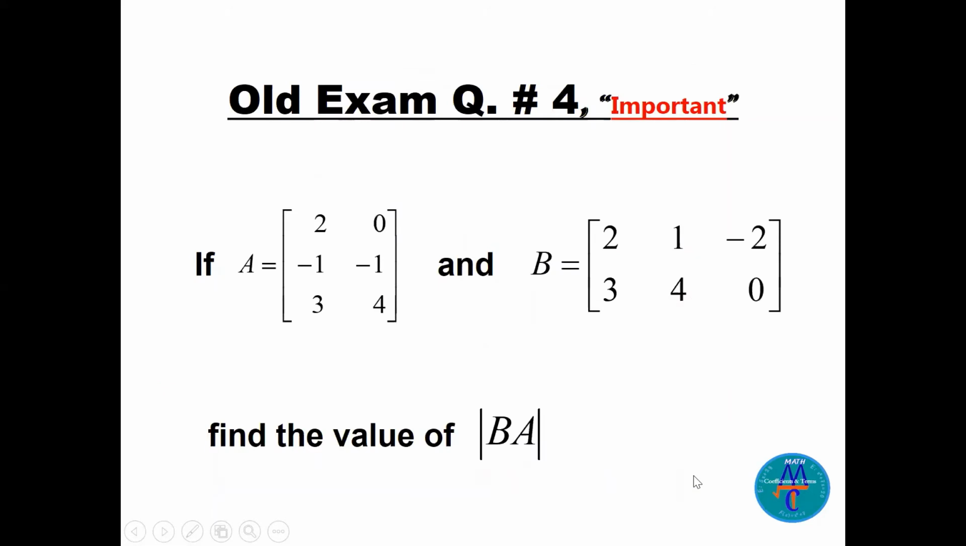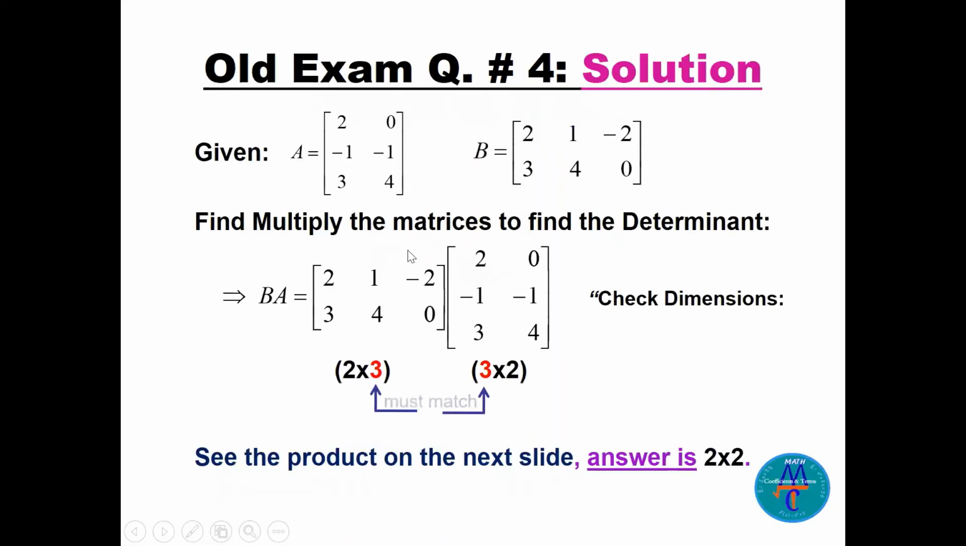Now, this is a little tricky question. A has 3 rows, 3 by 2, and B has 2 rows, 2 by 3. Now find the value of the determinant of BA. We know there is a rule, determinant of BA is equal to determinant of A times determinant of B. But A and B should be square matrices. These are not square. So a nice idea we can do is to multiply here. They must match, remember here.